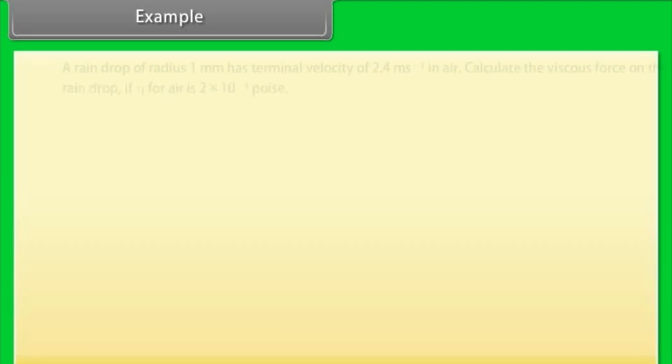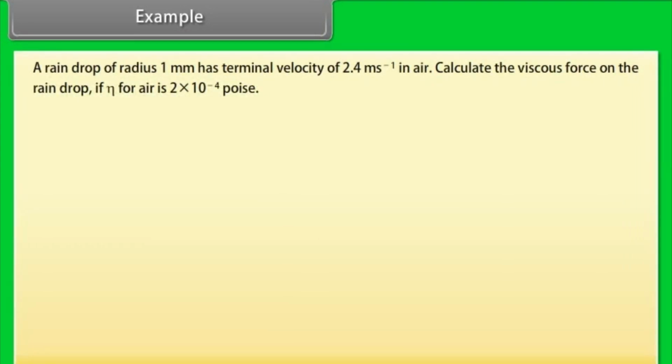Example. Let's take an example on Stokes' law. A raindrop of radius 1 millimeter has terminal velocity of 2.4 meter per second in air. Calculate the viscous force on the raindrop, if eta for air is 2 into 10 raised to the power minus 4 poise.